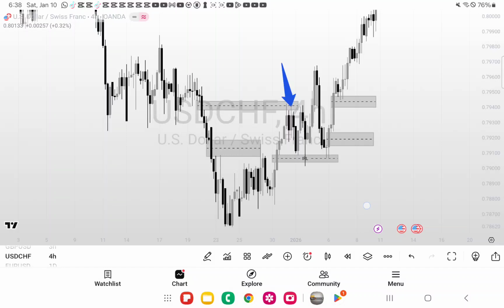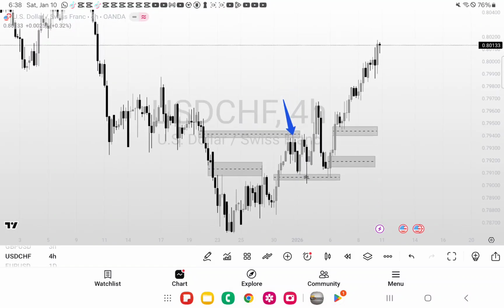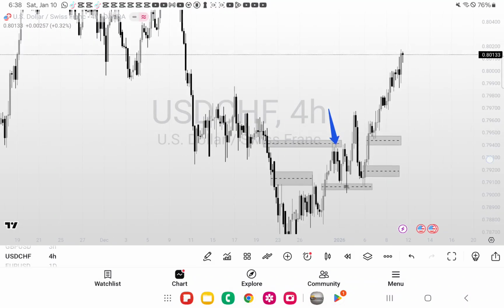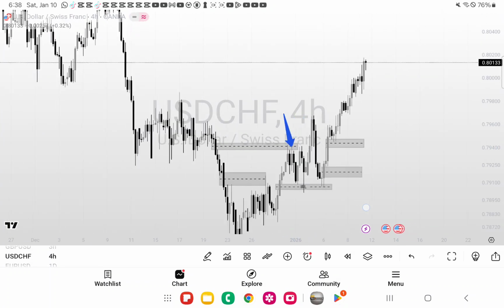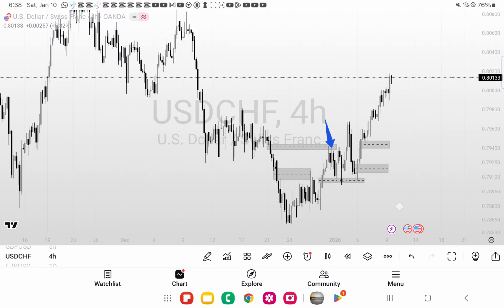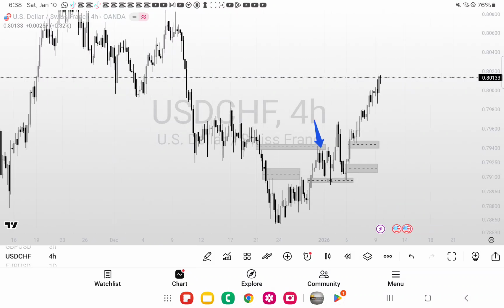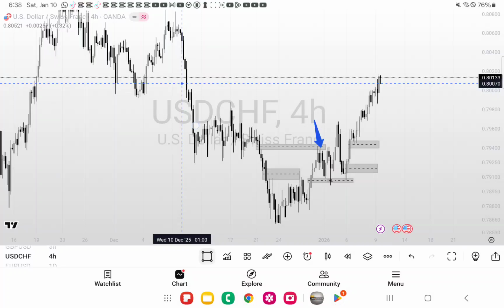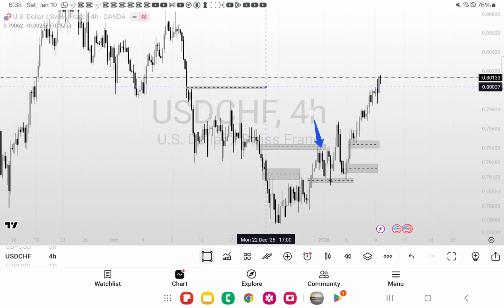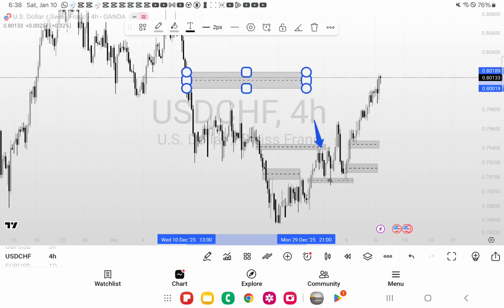Price respected the fair value gap. So fair value gap is very powerful, especially when you are trading forex pairs. Most of the times you really respect fair value gap even more than other block. So those are the fair value gaps that we have. We also have this one. This is the other fair value gap.